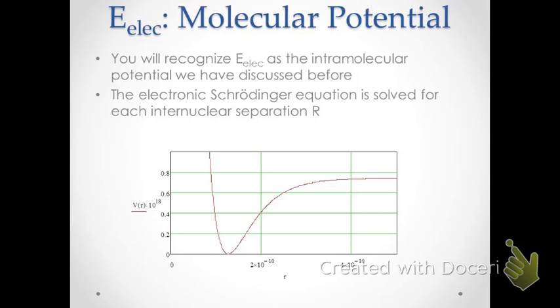When we plot the electronic energy as a function of the internuclear separation R, that's what we're talking about here, the distance between the nuclei, we see the intramolecular potential that you have seen many times before. In this case, we have a potential well. Now, we'll see later that we don't always get a potential well. We'll talk about the significance of that. But this is the basic idea. This is a solution, the electronic energy that we get when we solve the electronic Schrödinger equation as a function of that internuclear separation.